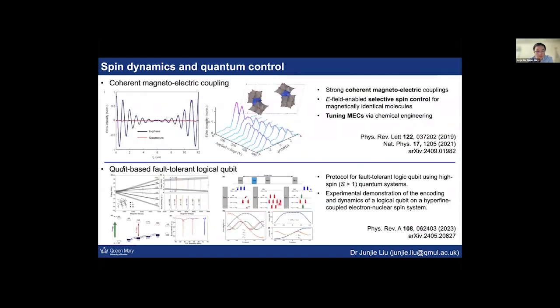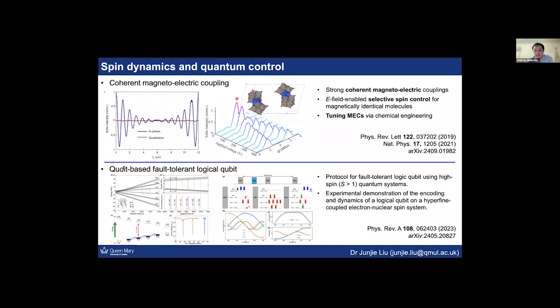I'm going to talk about two active research projects in my group. One is that we're studying coherent magneto-electric couplings in quantum spin systems. We want to see if we can use the electric field rather than the magnetic field for spin control and readout, because it's possible to confine electric fields in a very small spatial space, but very difficult to do the same for magnetic fields at the nanometer scale.